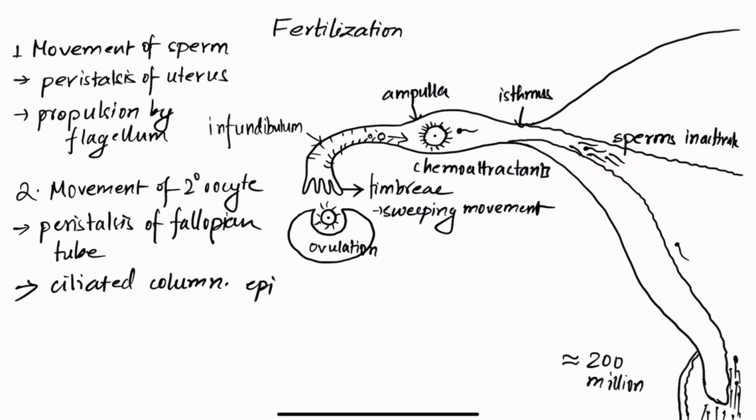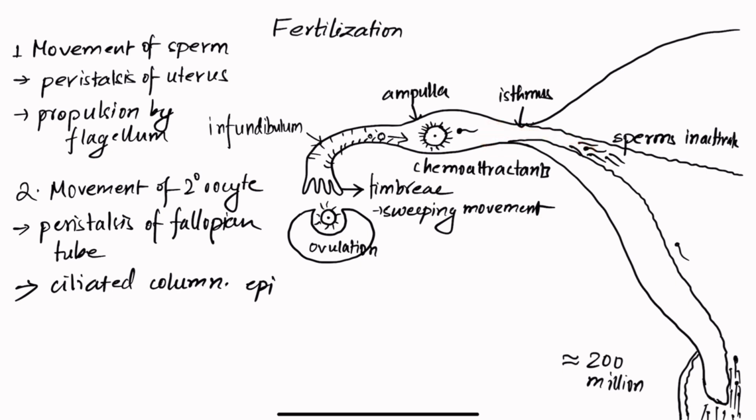How? So a certain part of the secondary oocyte called cumulus oophorus secretes chemoattractants. Chemo refers to chemical, and attractants bring about attraction. The chemoattractants released by the secondary oocyte attract the sperm and activate it. As a result, the sperms become motile once again and they reach the ampulla.